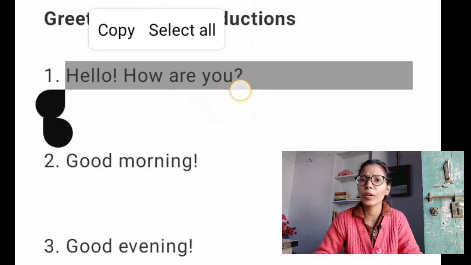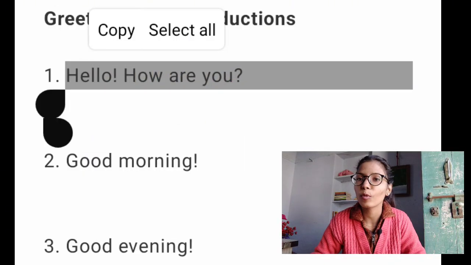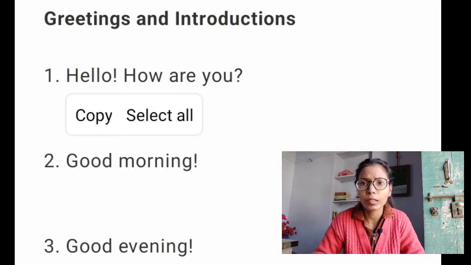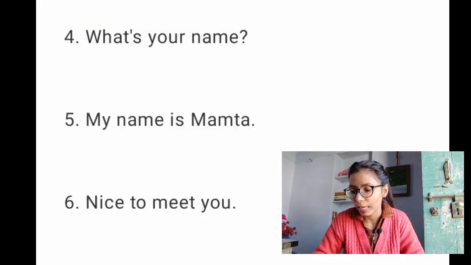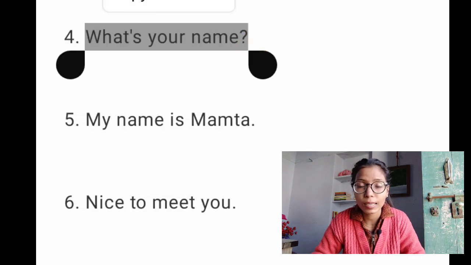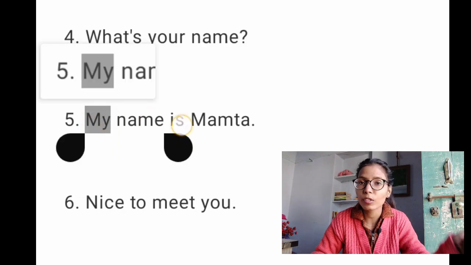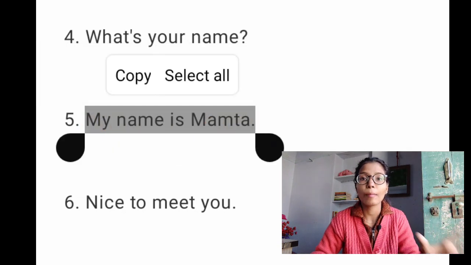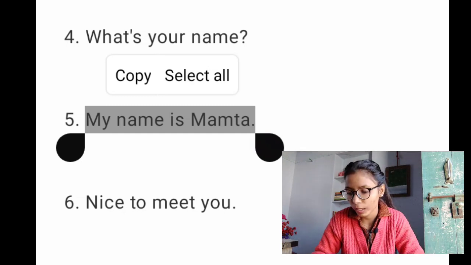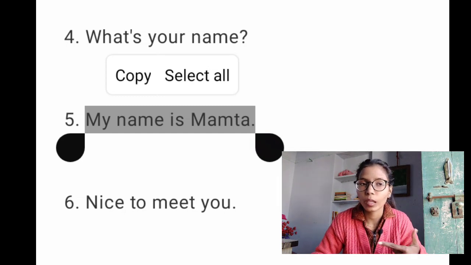First, we will start with greeting and introduction, like how you have to greet someone and how you have to introduce yourself. First, hello, how are you? Whenever we meet someone, what do we say? Hello, how are you? Then we greet like good morning, good evening, whatever the time is. Then we ask the name. What's your name? Then if that person answers, my name is Mamta, my name is Piyush, my name is Priya, my name is Neha, whatever, you have to give your name.